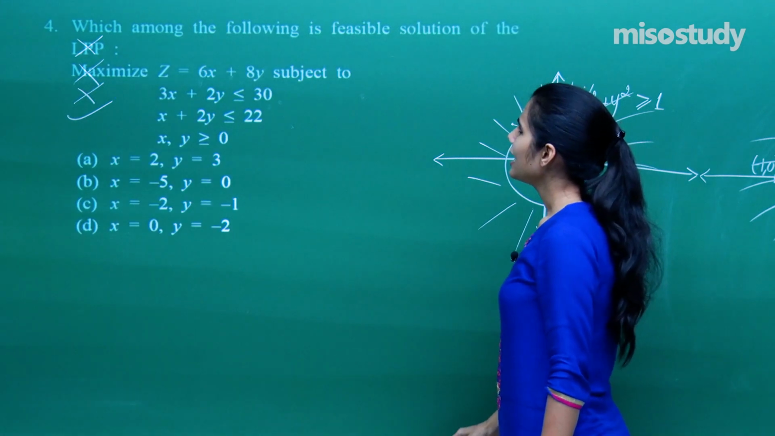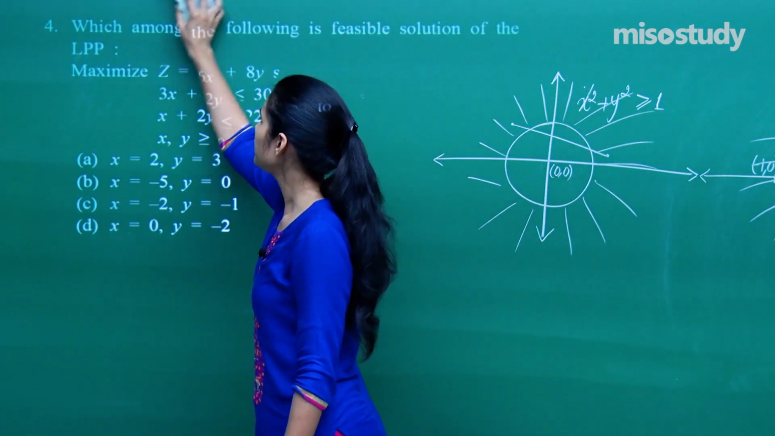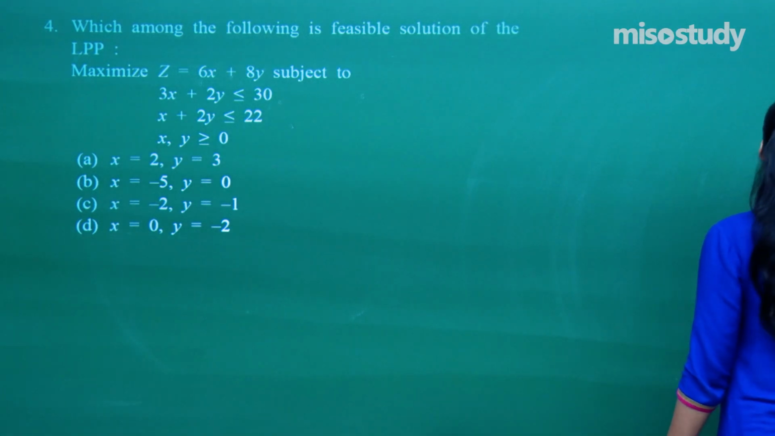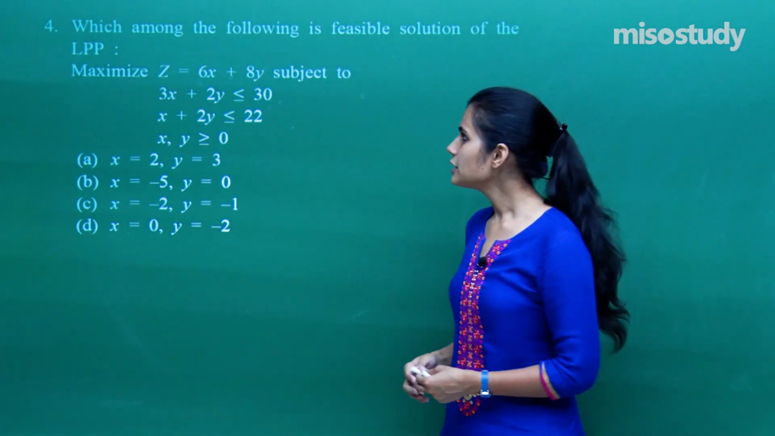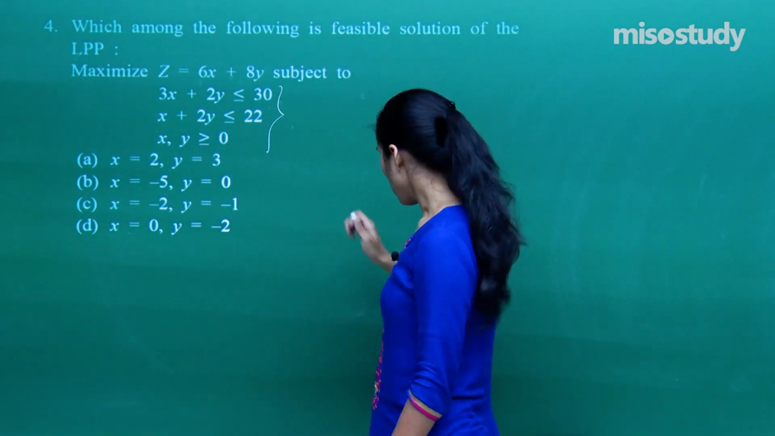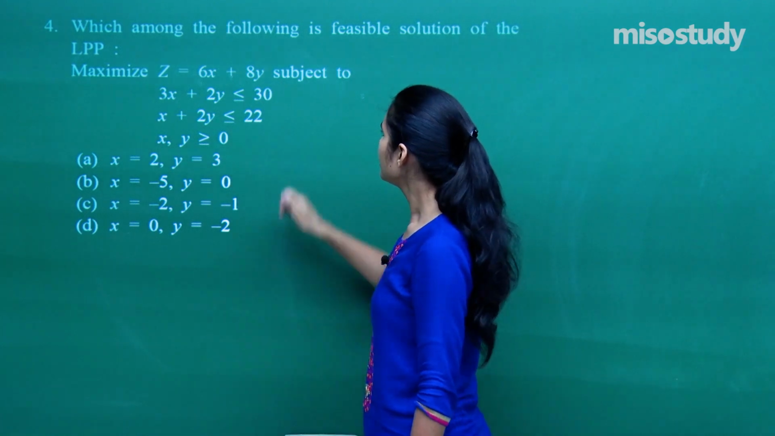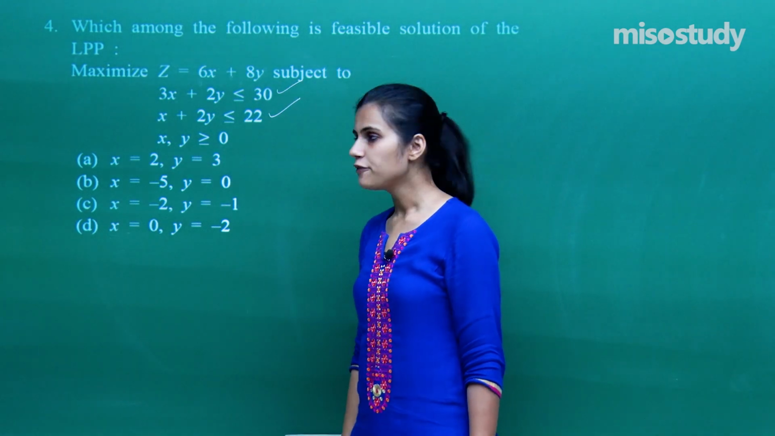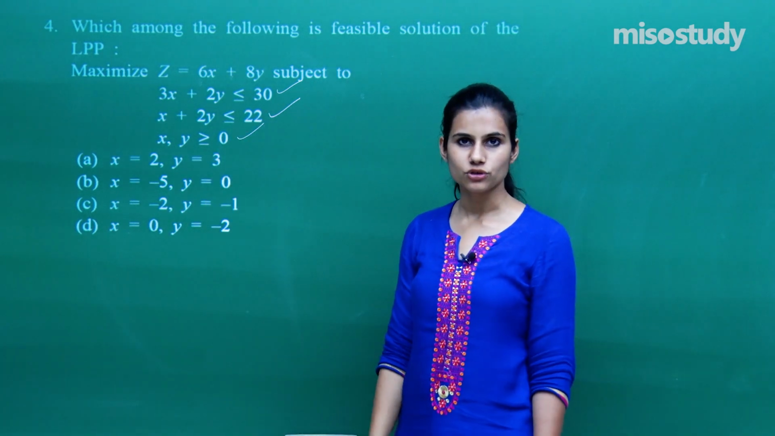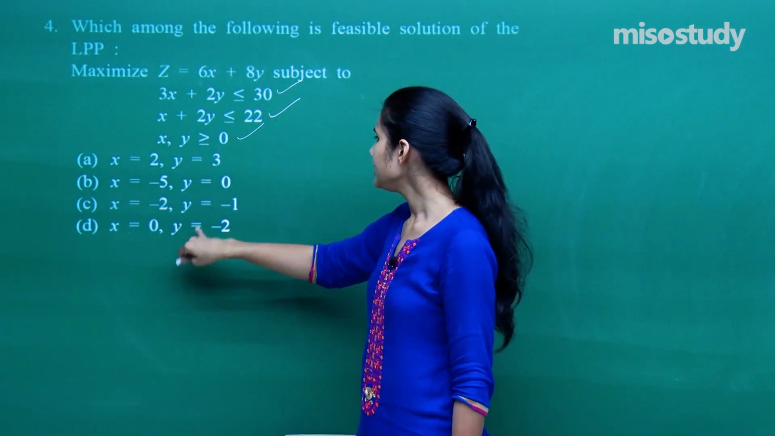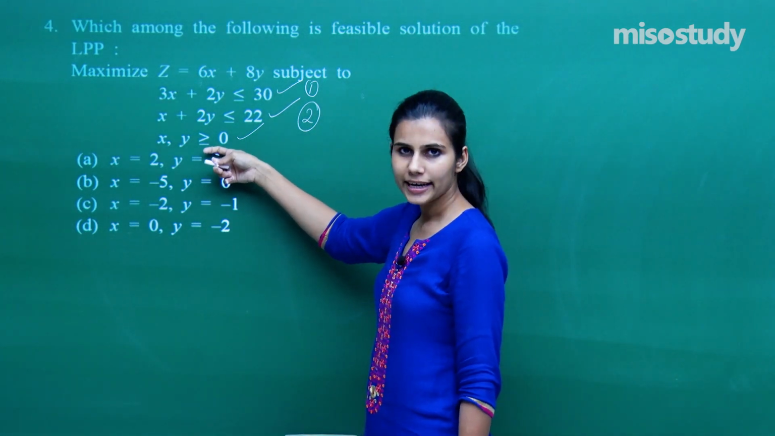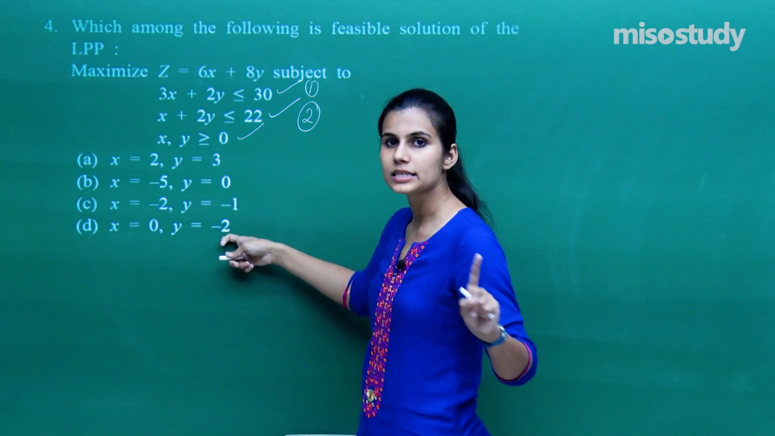Talking about the next question, which among the following is a feasible solution of the LPP? Now for this you should be very clear with the definition of a feasible solution. A feasible solution is first of all a solution. Next thing is that it is feasible. That means first of all the coordinates should satisfy all the constraints, and if the coordinates satisfy the non-negativity constraint as well, the solution becomes a feasible solution. Here you can see C and D are going to satisfy the first and the second constraint, but they are not satisfying the non-negativity constraint. So they are solutions, but they are not feasible solutions.